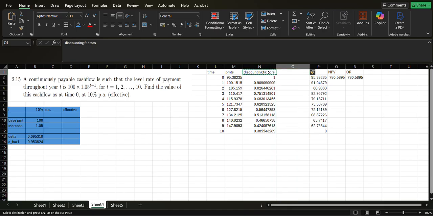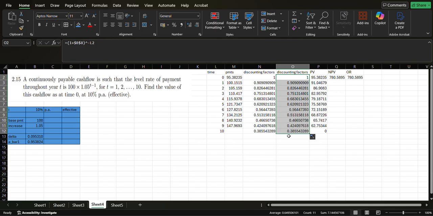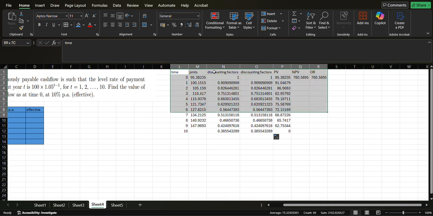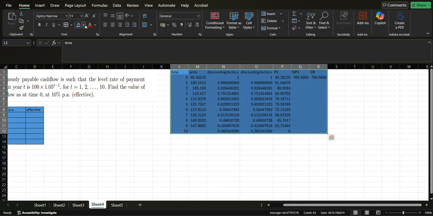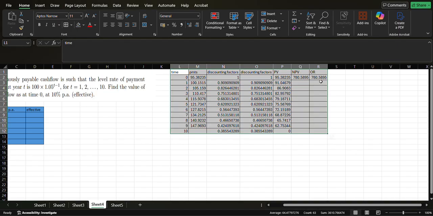I'm going to calculate the discounting factors here by using 1 plus delta, just to make sure I'm getting correct things, to the minus time. And yeah, it's the exact same values. And so yeah, this is how you model a continuously payable, discretely increasing annuity. That's not what I wanted at all. That's the net present value.